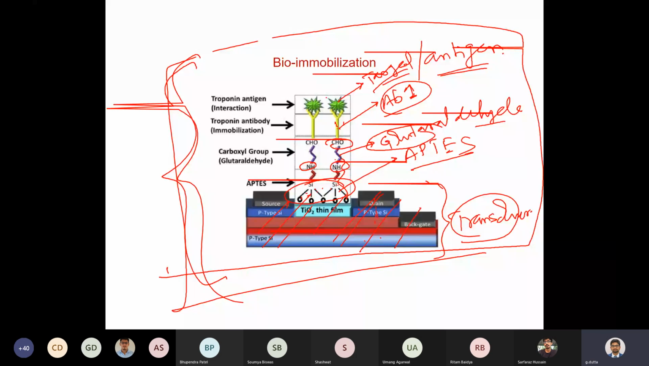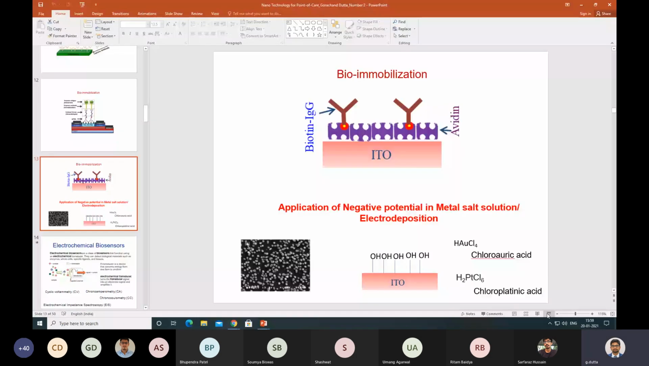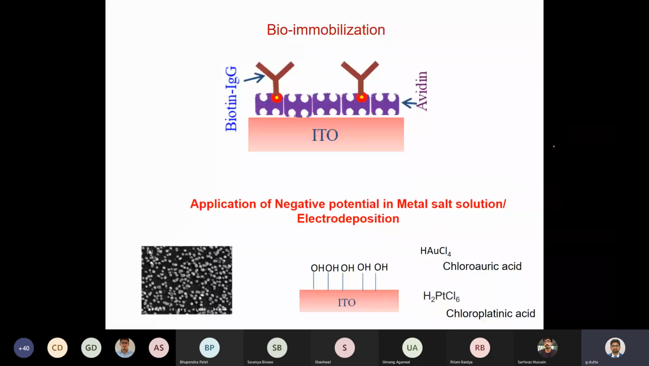Okay, nice. Now here, see another slide. Again, here I will show you another procedure for binding the antibody on the surface. So this is antibody 1. Here I use biotin and avidin. On the ITO, the transducer electrode surface, you can drop one protein called avidin.